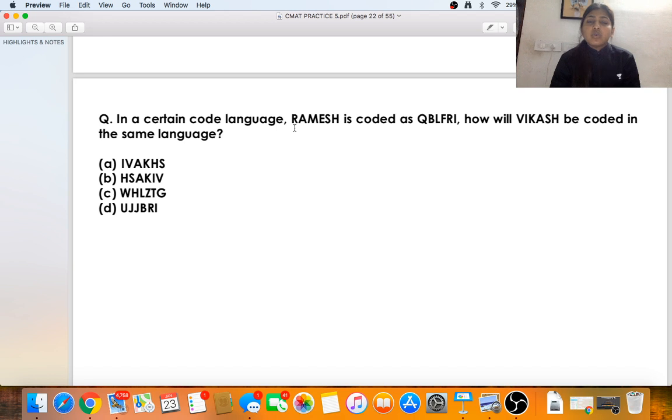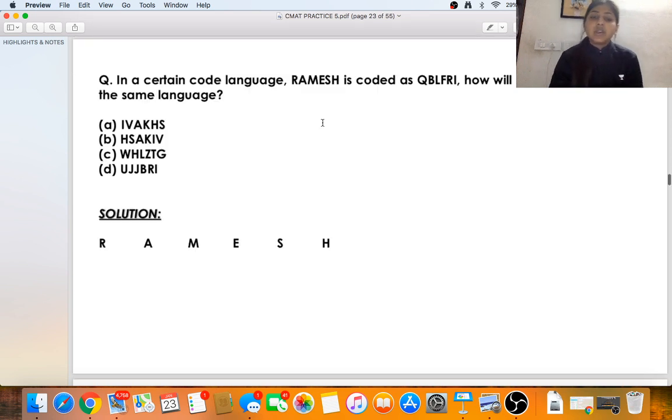So RQ, in the English alphabet it's QR. For the first letter we have taken the previous one, like for R we have taken Q, and for A we have taken the next one. So we started by taking the preceding letter and then the succeeding letter, preceding and then succeeding, just like that. So QR, AB, here it's going to be LM, then EF. Preceding, succeeding, preceding, succeeding, preceding, succeeding.